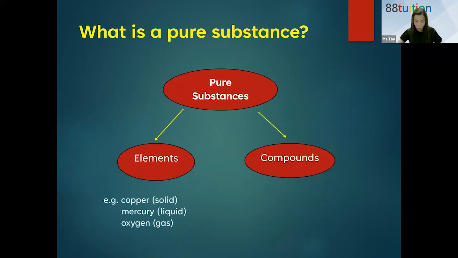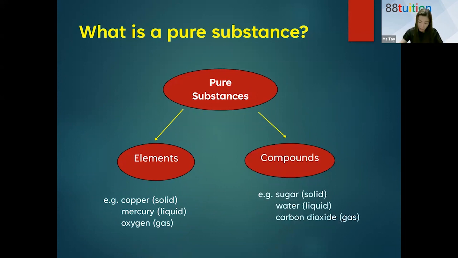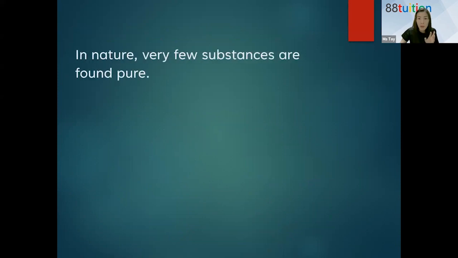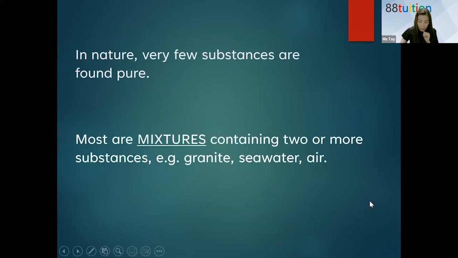Just now I also told you very quickly, right? Pure substances are elements and compounds, isn't it? Examples of compounds are sugar, water, carbon dioxide. Examples of elements, you have copper, mercury, oxygen. These are just some examples. Then, in nature, very few substances are found pure. This you've got to know. Most of them exist as mixtures, containing two or more substances. It can be granite, air, or seawater. Just some common examples that we extract a lot of minerals and other substances from.